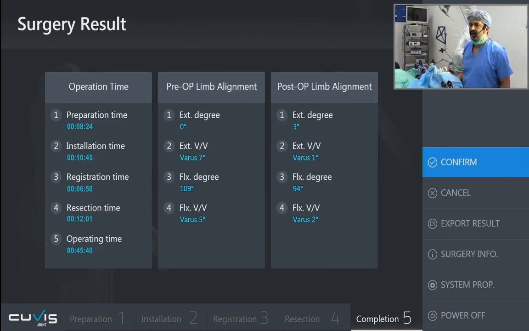So on the final screen, once you have your trials in, you can actually verify everything. It gives you the operating time and the moment of truth where you can actually verify what was the pre-op alignment versus what is the post-op result. And post this, of course, you can remove the trial components, and cement the final implants.